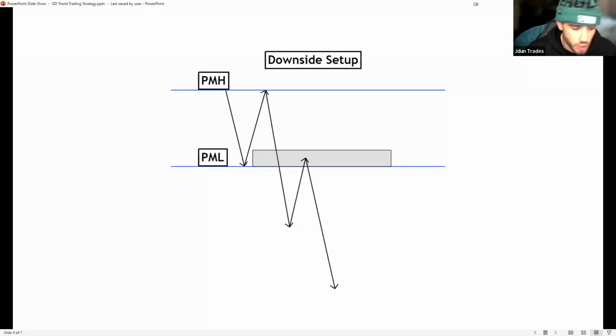This is a scalping strategy. It's not really a long-term type of swing trading strategy. This is very short-term scalp. Probably in and out within a few minutes or maybe 10, 20, 30 minutes at the most. So, yeah, this is what it would look like. Pre-market high, pre-market low. Price breaks through, creates a fair value gap. We find that retest and we continue lower.